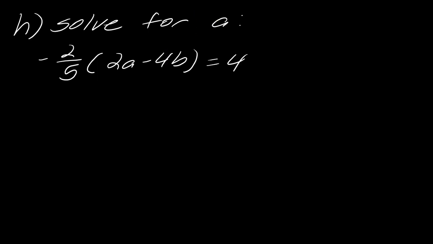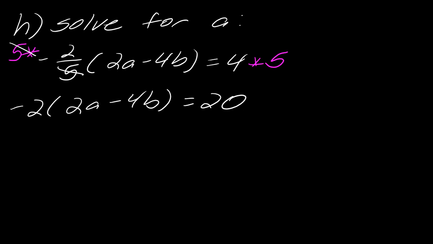Okay, so first things first, I'm going to get rid of the denominator. So I'll multiply both sides by 5. If I do that, these 5's will drop out. So I'm left with negative 2, and then this is 2a minus 4b equals 20. And so from here, it's really up to you if you want to distribute or not. I think I'll distribute this time. So this will be negative 4a plus 8b equals 20.